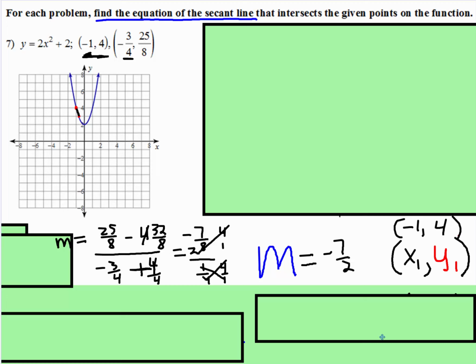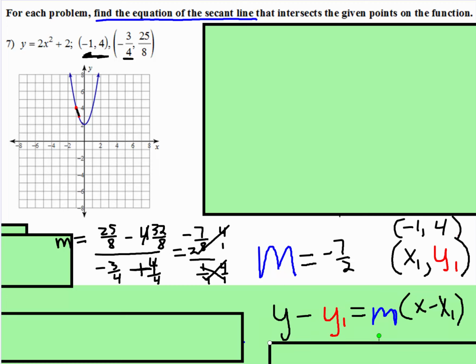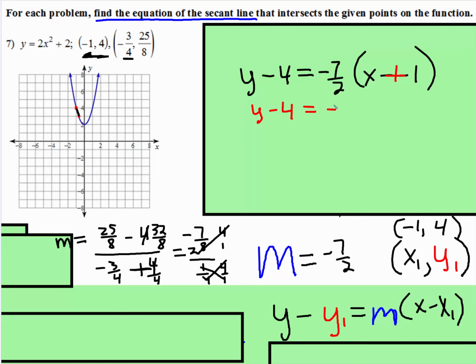And then we are going to plug it into this equation right here. So y minus, the y value is 4, equals the slope. The slope is -7/2. X subtract, the x value is -1. Subtract a negative, same as adding a positive. All right, and then you just simplify. So y minus 4, well, -7/2 x is -7 times x is -7/2 x. -7/2 times 1 is just +7/2.